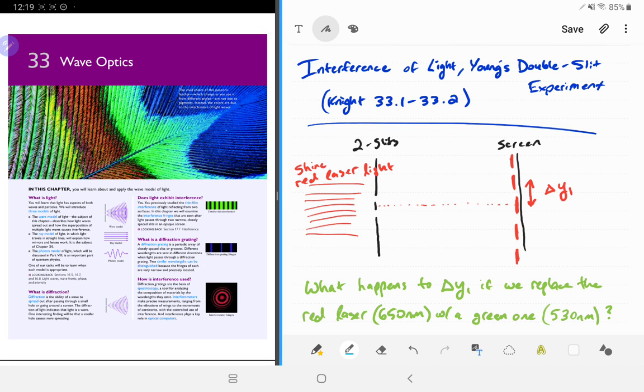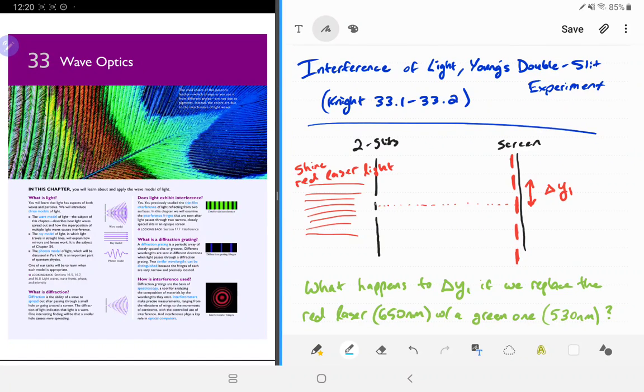So we want to be able to explain this, and we can be a little bit quantitative about this, and we can relate the distance. For example, what I drew here are the positions of the bright spots, and by delta y, I'm going to say the change in distance along the screen from one bright spot to the next. So we can actually explain that quantitatively.